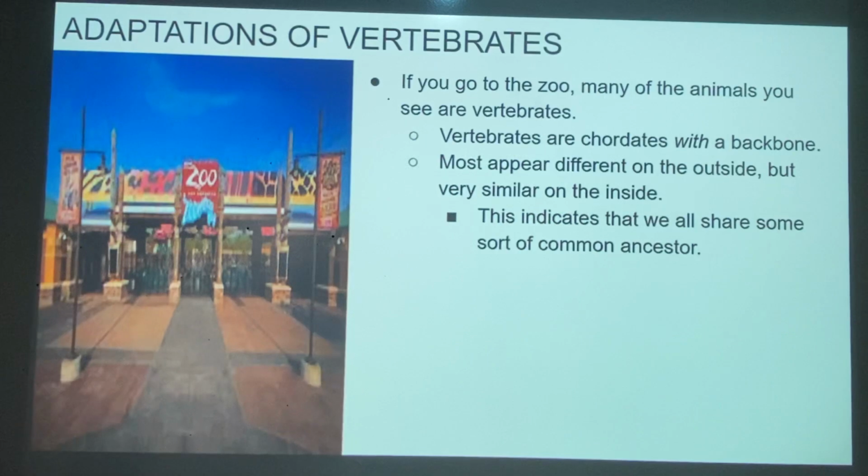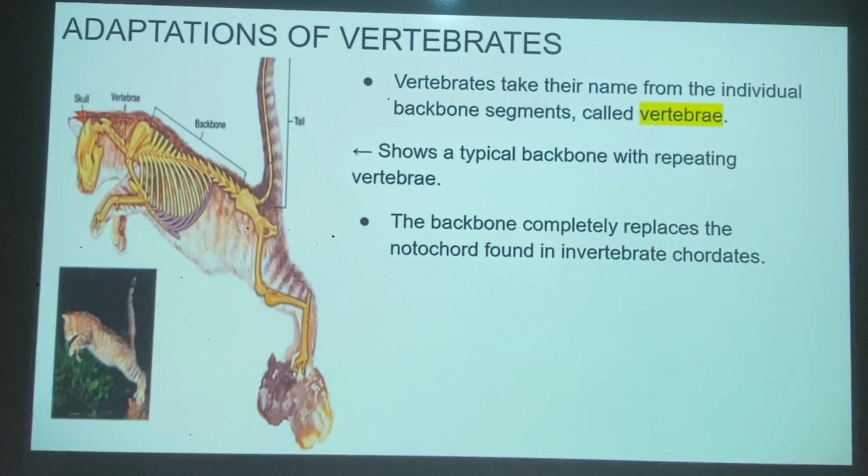are vertebrates. They are chordates with a backbone. So not the invertebrate chordates, but chordates with a backbone. And most appear different on the outside, but we're all pretty similar on the inside, and this indicates that we all share some sort of a common ancestor.